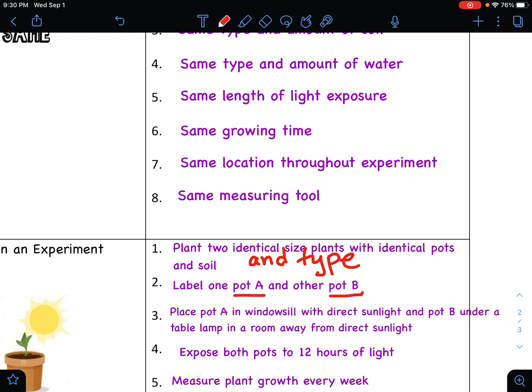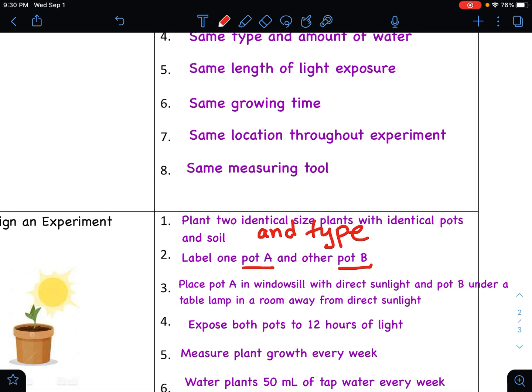Okay, it's always good to label your groups A, B, C, 1, 2, 3, so that when you go to record your data, you would put the information for A, the one that's in the sunlight, for example, under the A column, and the lamp under the B column. It's just easier than writing sunlight or table lamp every time.